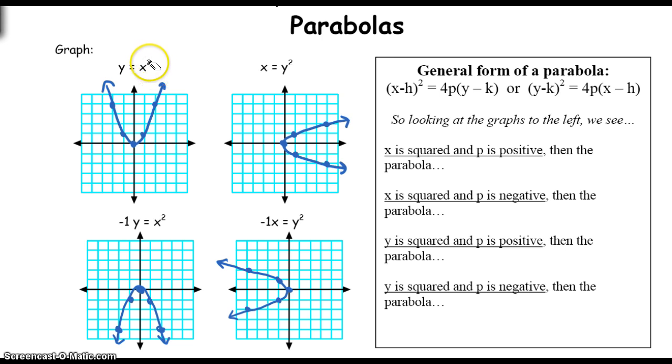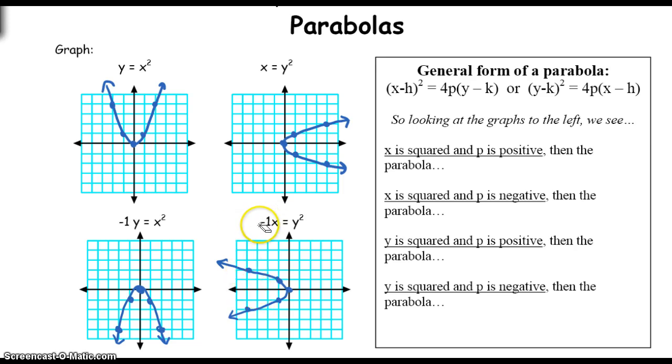So it looks like if the x is squared and this number in the front is positive, it opens up. And if the x is squared and this number right here is negative, it opens down. And if y is squared and the number in front is positive, it opens to the right. And if y is squared and this number over here is negative, it opens to the left.